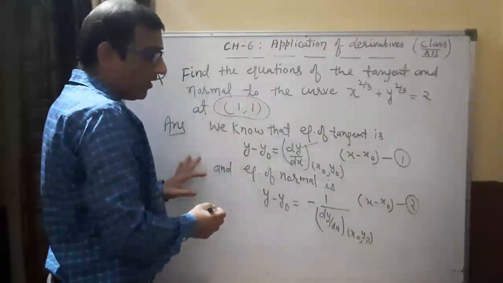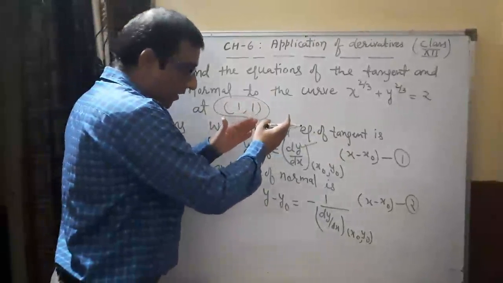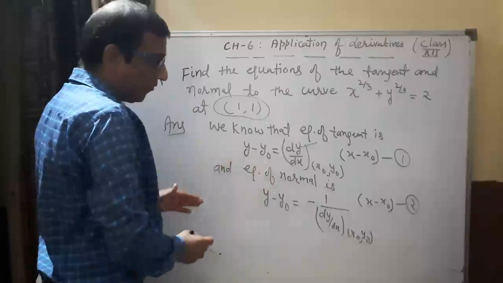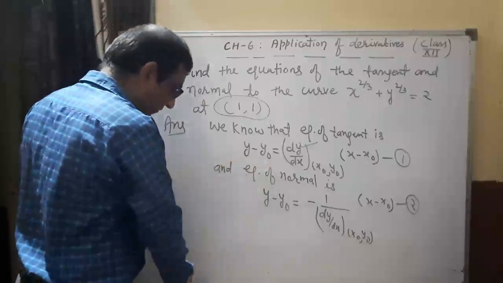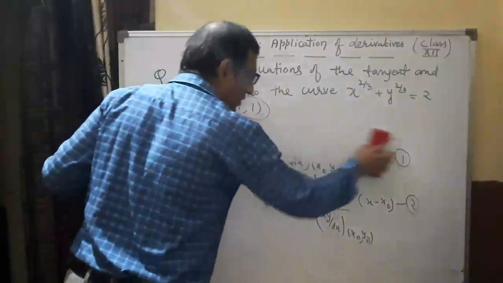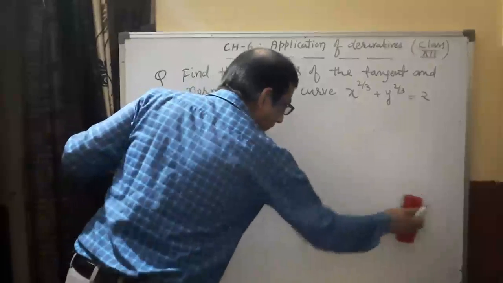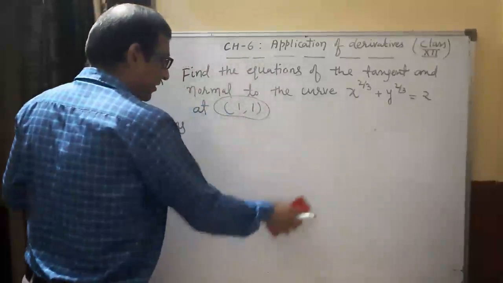So how will we solve it? How will we find the equation of the tangent and the equation of the normal? We will continue with this. After this, we will solve the derivative part with the help of the given equation.